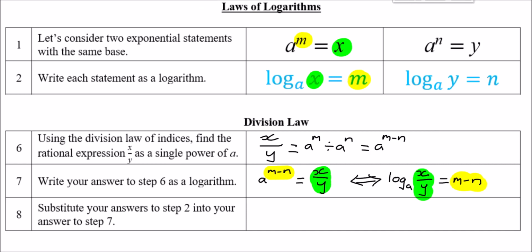Now we're nearly there. Step 8, we need to rewrite this in terms of logs. So we need to put m minus n in logarithmic form. And so now this is our final step. So log base a of x over y is the same as m, but m is log base a of x. Subtract n, which is log base a of y, and we're done.